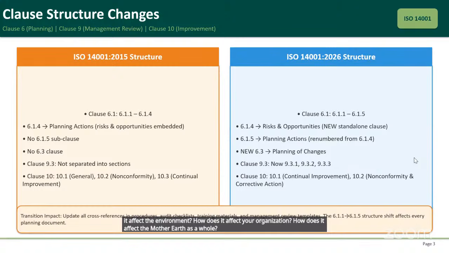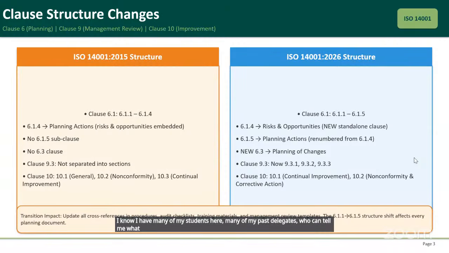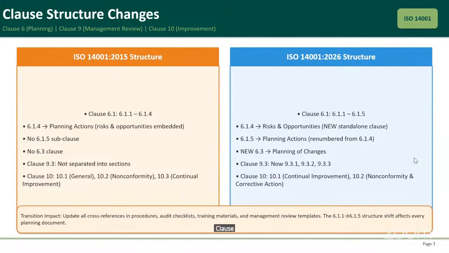Then when you look at clause 9.3, who can tell me what clause 9.3 is? I know I have many of my students here, many of my past delegates. Who can tell us what clause 9.3 is?